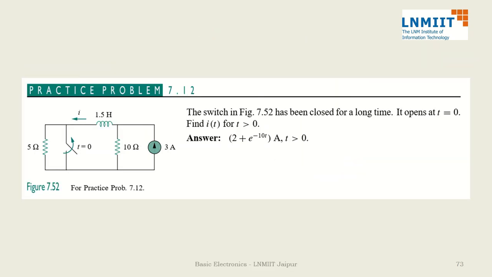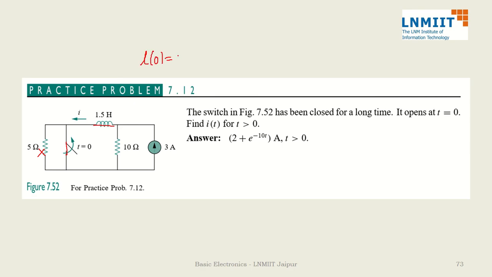Let us have another question which is very similar. I have this switch which was closed earlier. If this was closed, that means no current is going here. So 3 ampere current and inductor is behaving like short circuit, so all the 3 ampere will come here. So initial current will be 3 ampere.